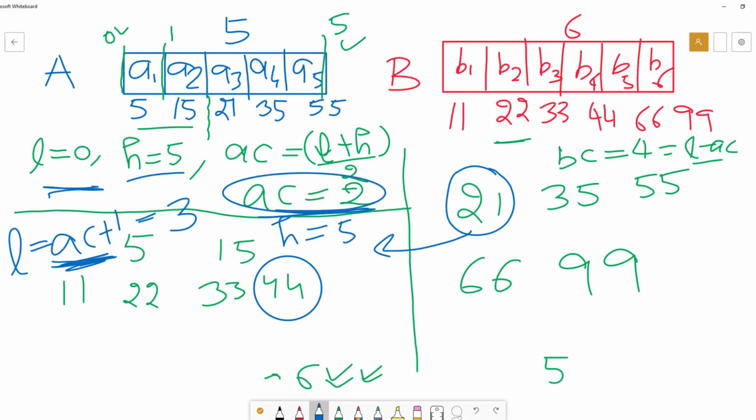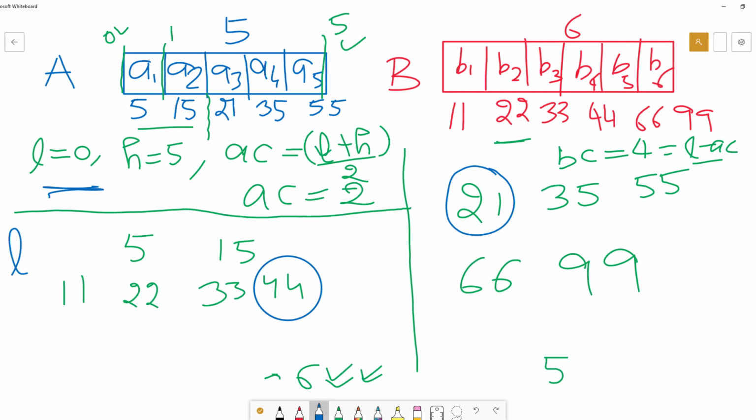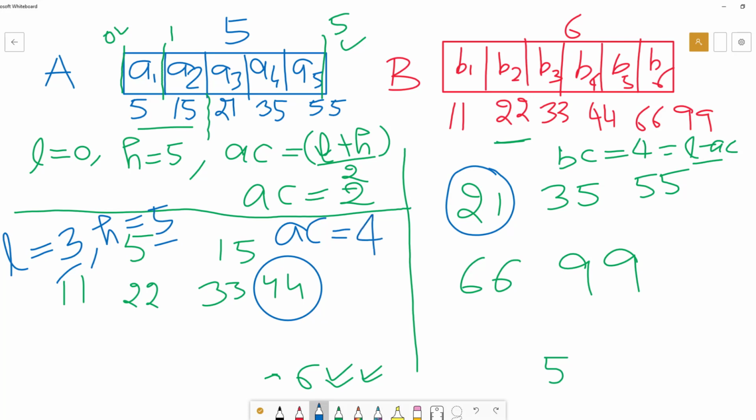So let's try that. The previous step has led us to a point where we have to update our low to some other value, so let's say now our low becomes 3, and high is 5 already. So what will our new AC be? Our AC will become equal to low plus high by 2, which is 5 plus 3 by 2, and that comes out to be 4. And that's where the next step begins.